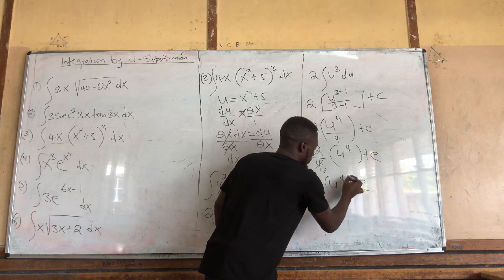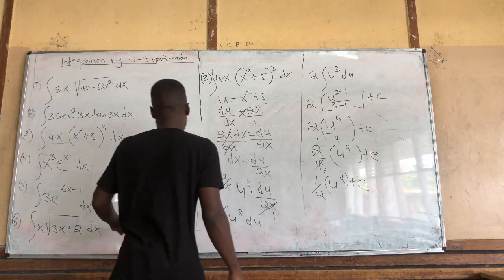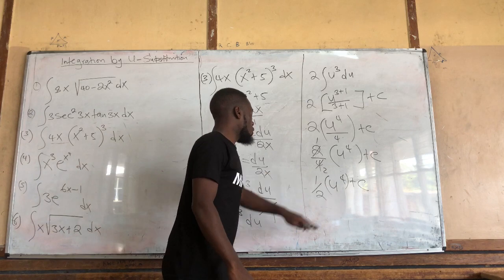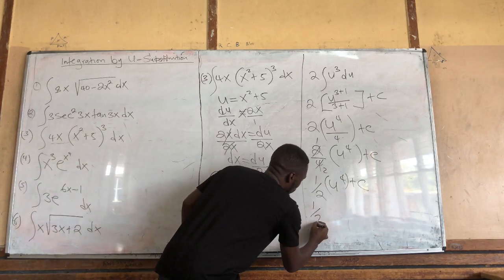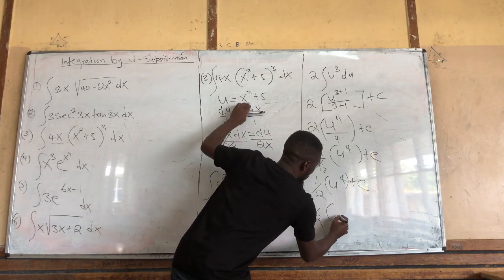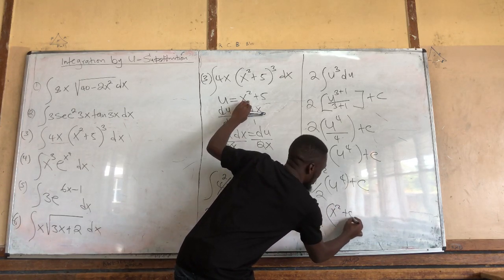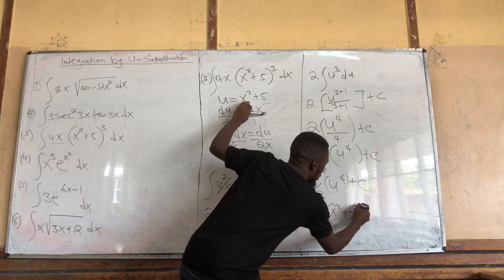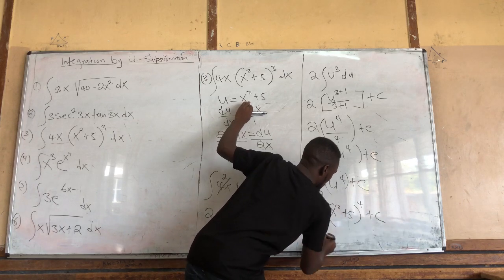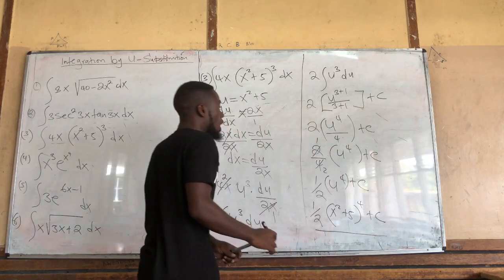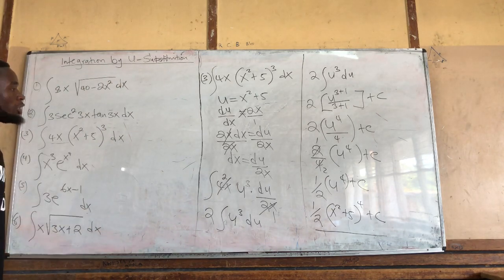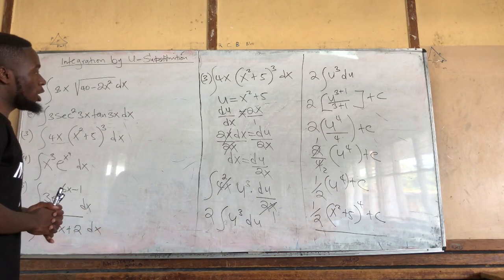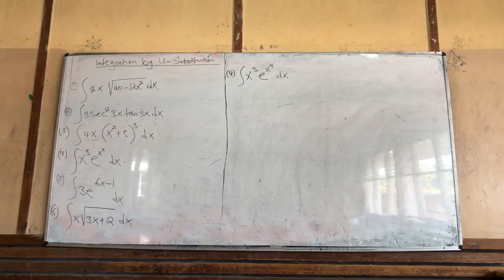So what's the next step here? The next step is where there's u, we need to replace it with the value for u. So it will be 1 over 2, and u is x squared plus 5, to the power 4, plus c. Done. So we are done with this question. Now we can move to question number 4.